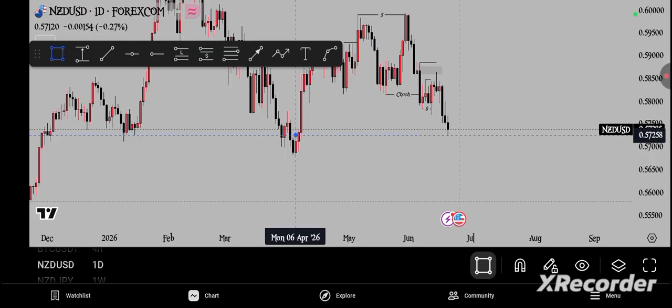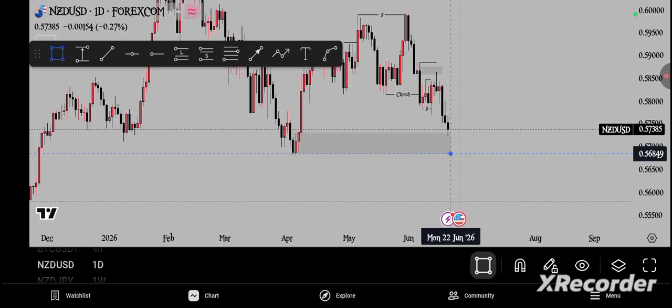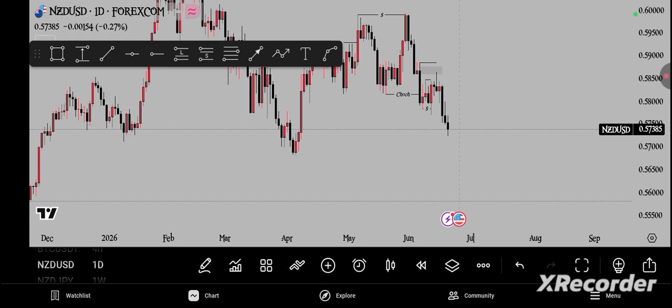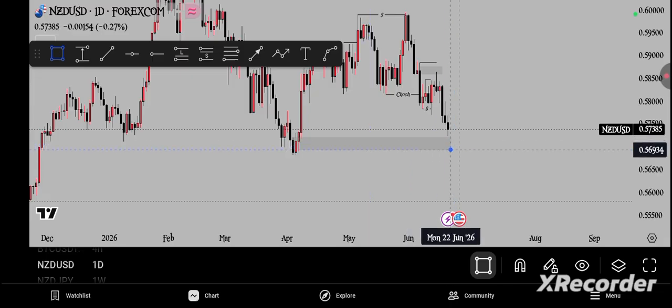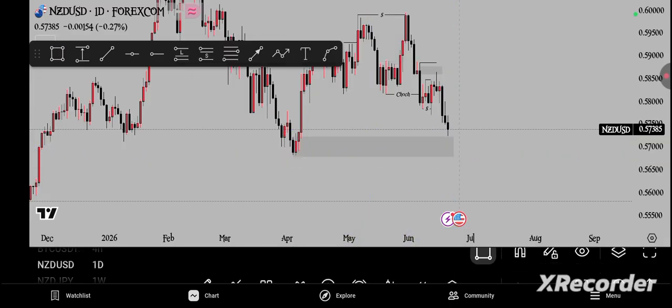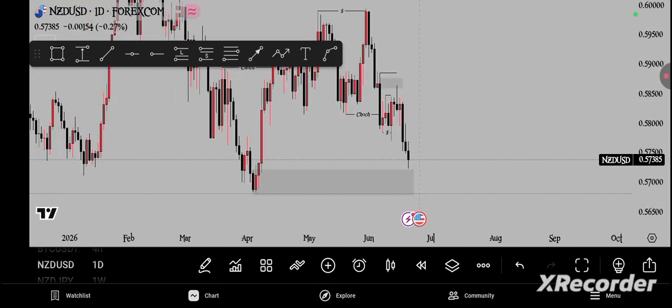Waiting for this daily supply. The price is already reacting from this daily supply. This supply here. Or let me mark this supply properly. Let me mark the order block in this supply here. So let's say we'll be waiting for price reaction here. But either way, we have been bearish.